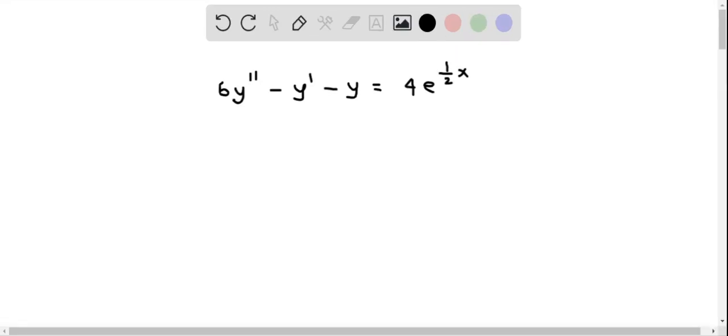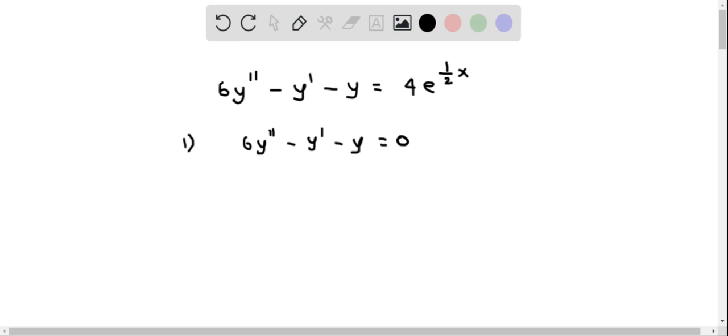We now determine the general solution of this second order non-homogeneous differential equation. So first we have to determine the general solution of the homogeneous equation. For this we set the left side of this equation to 0, that is 6y double prime minus y prime minus y equals 0. So for this we should find the general solution of this homogeneous equation.